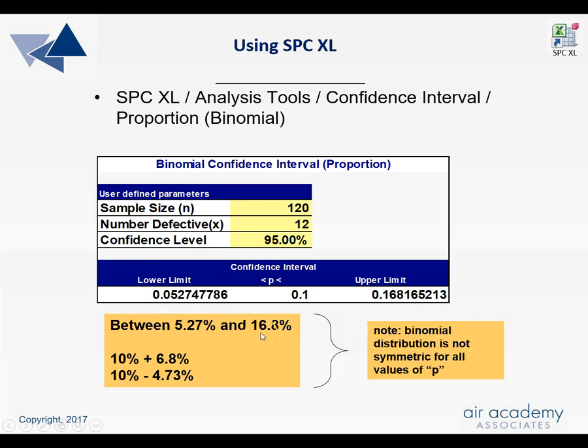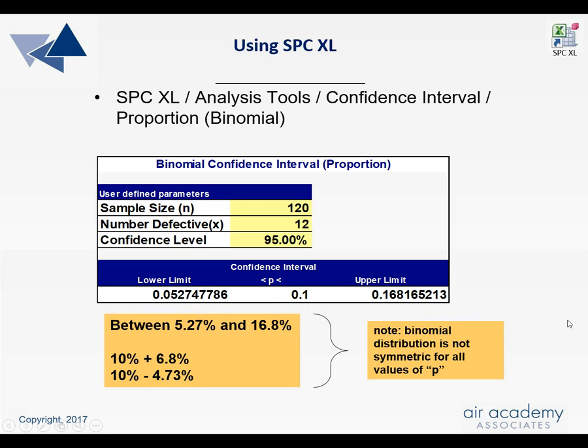Now, I want you to notice something here that we did not see in constructing confidence intervals for population means, and that is this interval is not symmetric around 0.1. It's a little higher on this side than it is on this side. And the reason for that is the binomial distribution.